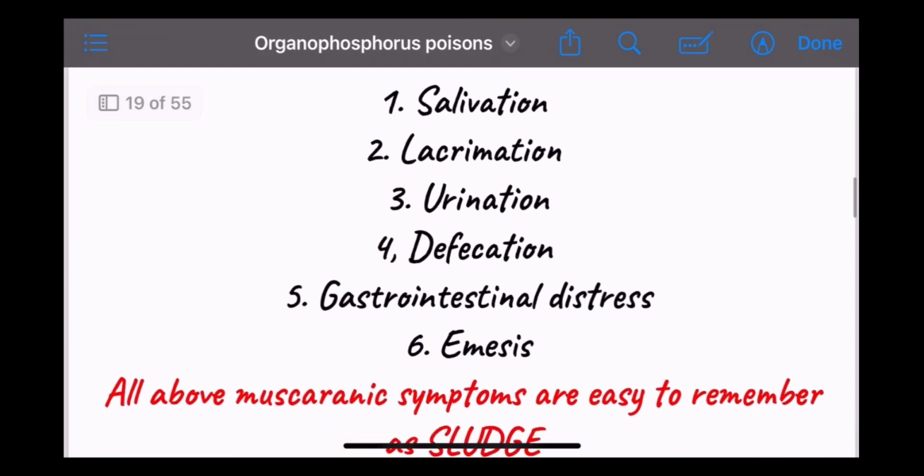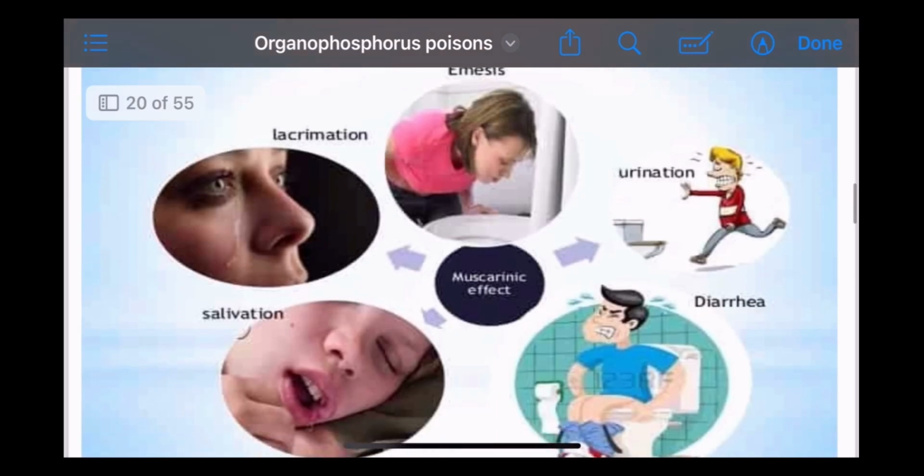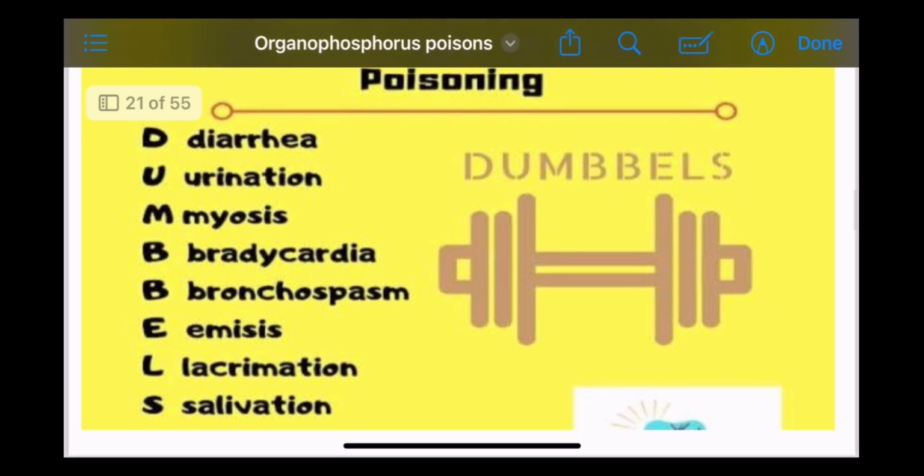And these are some of the clinical features you can remember by the mnemonic SLUDGE. So salivation, lacrimation, urination, defecation, gastrointestinal distress, emesis. And this is the diagram you can see, because photographic memory is always the best one. If you remember the diagram and pictures in the exam, you can write also. And this is another mnemonic, DUMBBELS, if you want to remember, like diarrhea, urination. These are some of the clinical features of organophosphate poisoning.